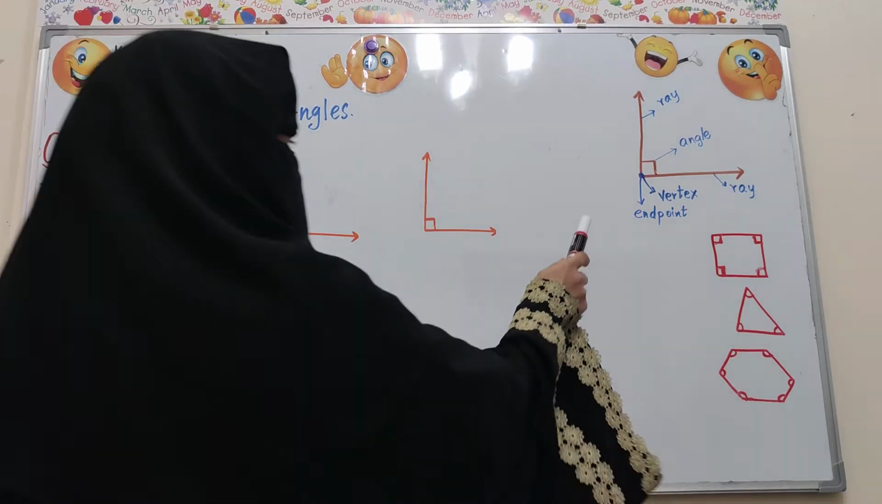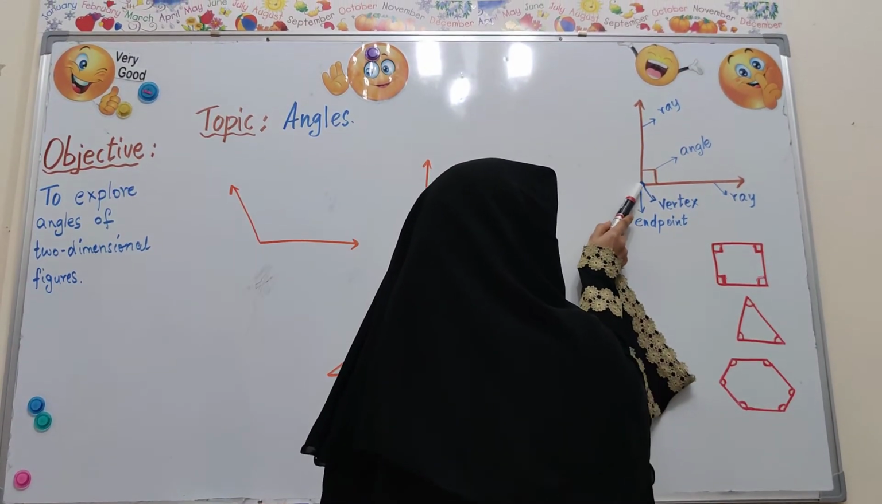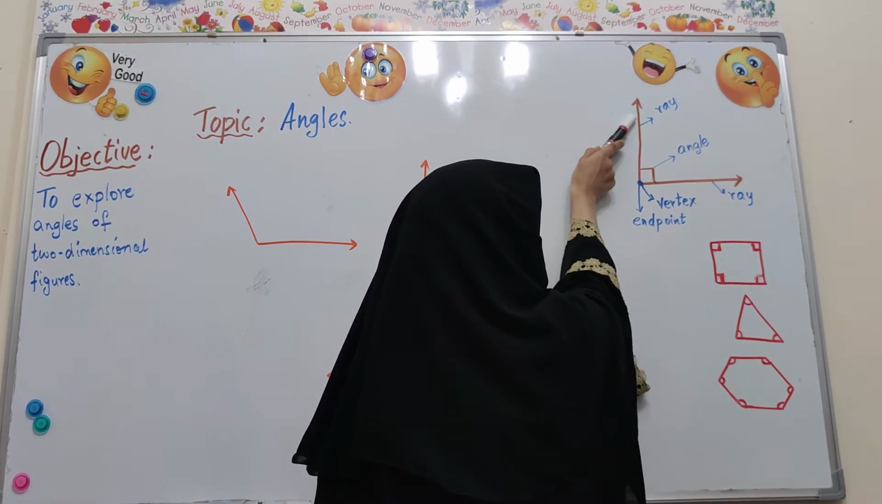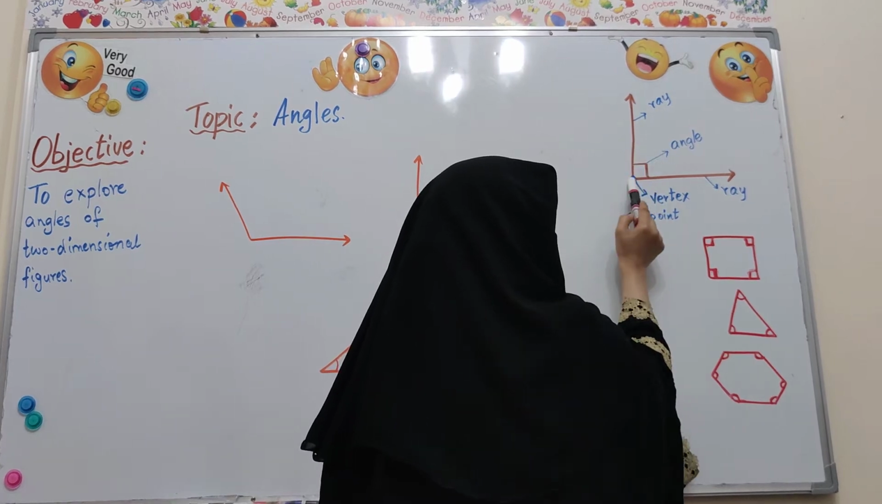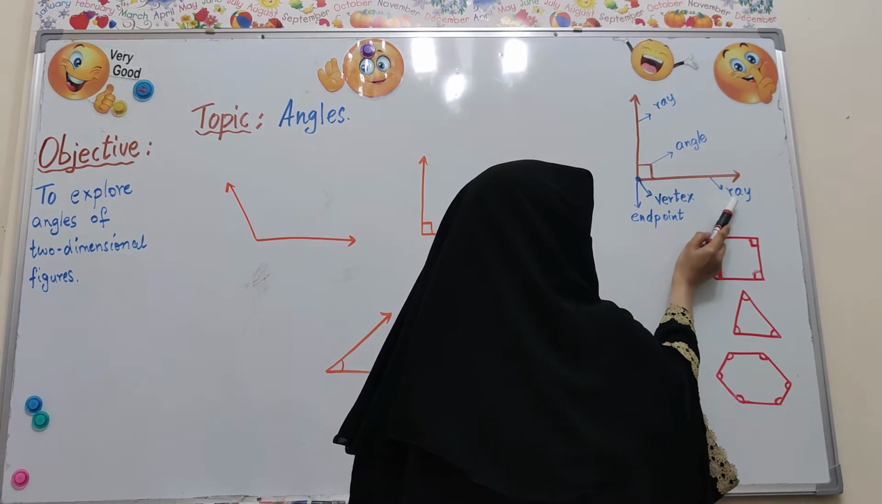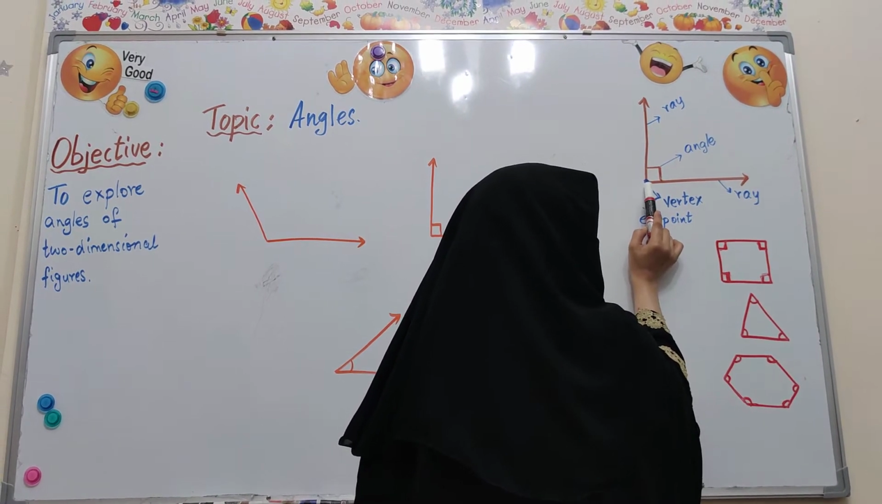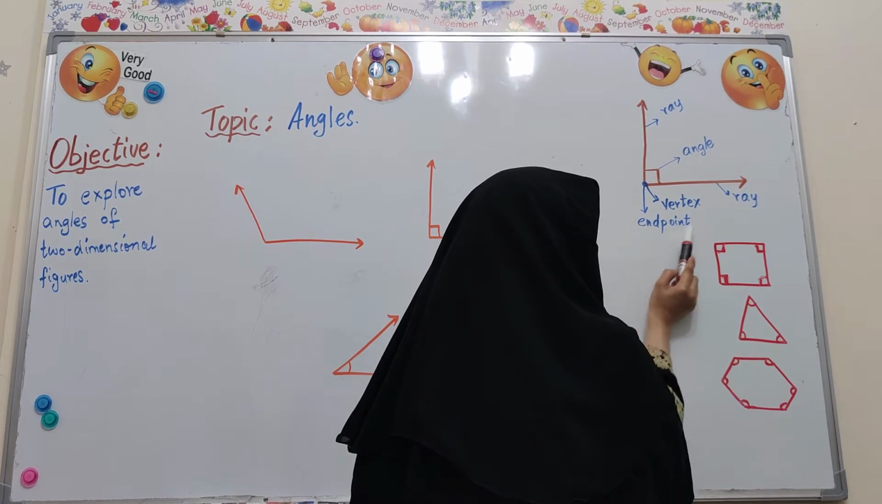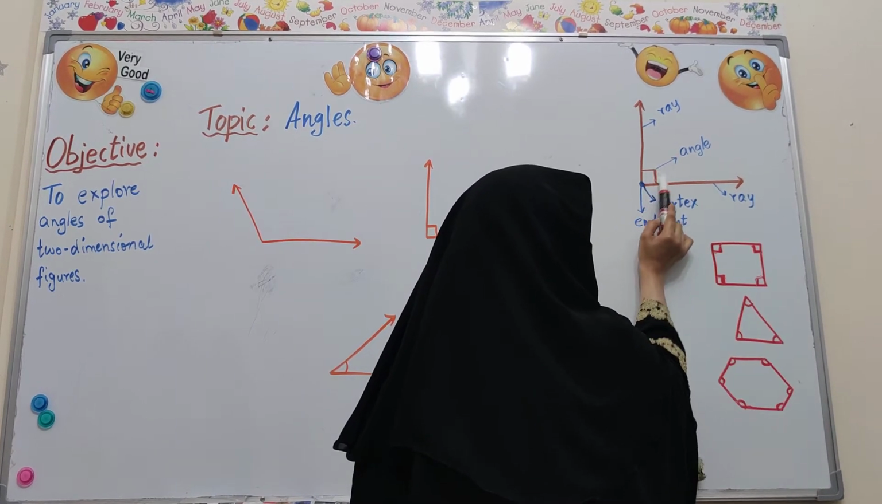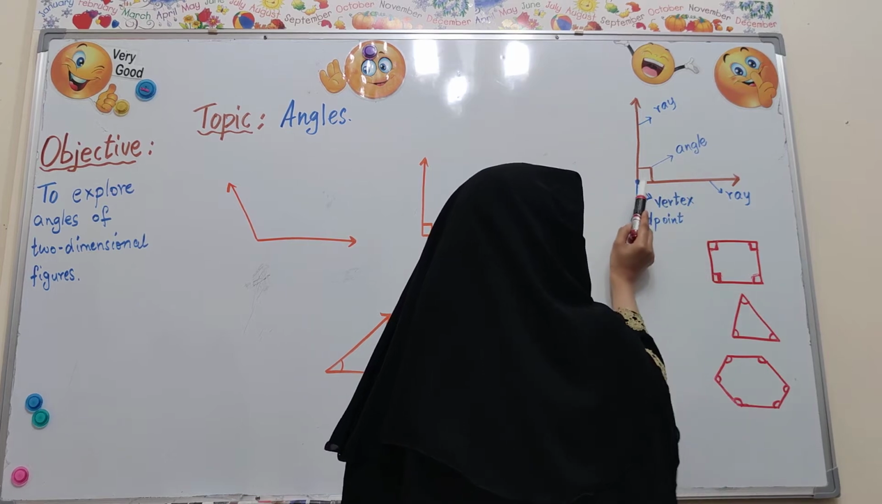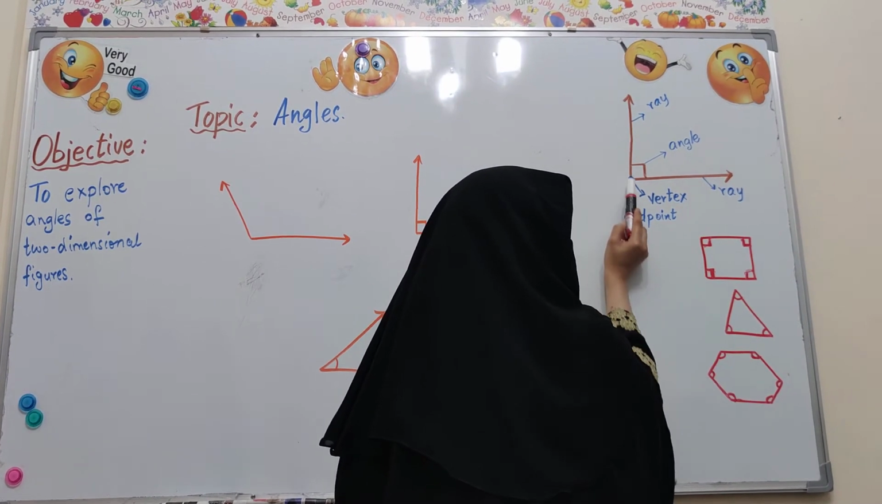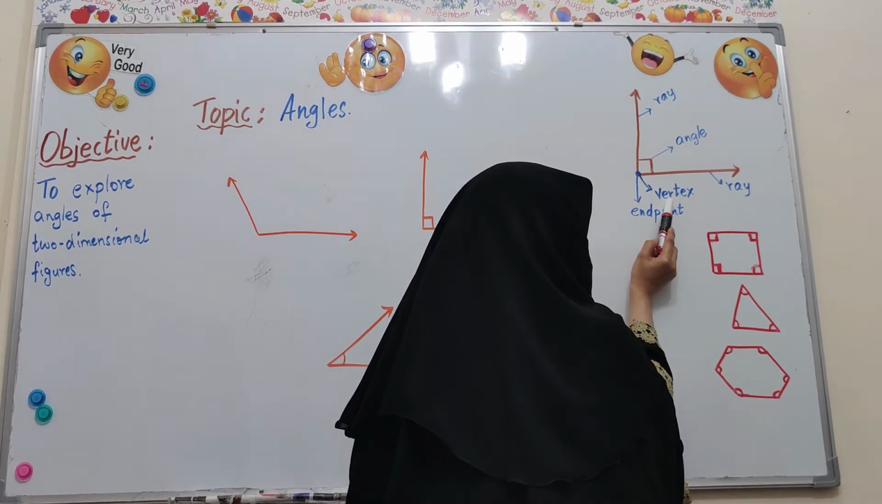If you see this figure properly, I have one endpoint with an arrow, which is called a ray. So here is one ray and here is another ray. They are joining together, sharing the same endpoint, to make an angle. The shared endpoint is called a vertex.